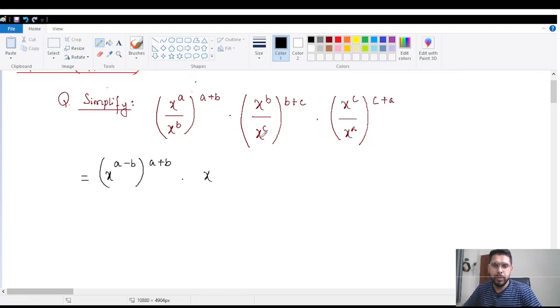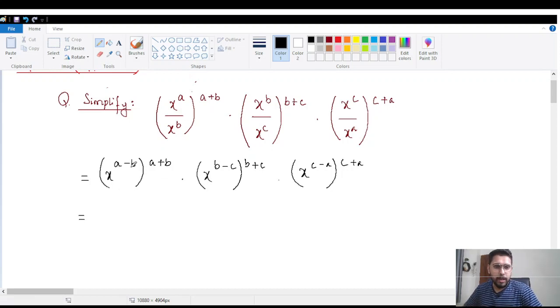Now the same thing goes for this one as well: x to the power of (b minus c), whole to the power of (b plus c). And for this one also, same thing: x to the power of (c minus a), whole to the power of (c plus a). For those who are not getting how this is done, what the quotient rule is and everything, I will request you to watch all the videos from the beginning. It should be in a systematic process so that you don't have any kind of confusion or doubts as to what I'm doing and why I'm doing it.